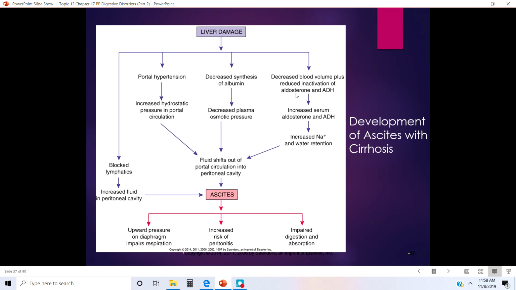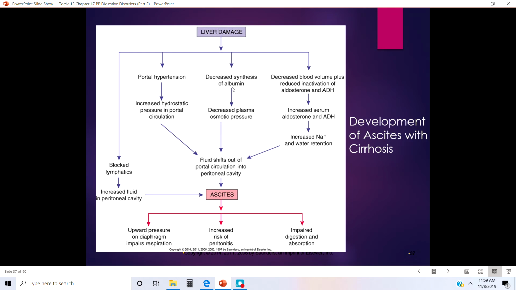Another reason for the ascites would be this. Remember we said the liver inactivates hormones. If we don't inactivate aldosterone and antidiuretic hormone, both of these hormones retain water, we'll end up having elevated levels of aldosterone and antidiuretic hormone, and we will retain water. Well, where's that water going to go? Into the abdominal cavity.